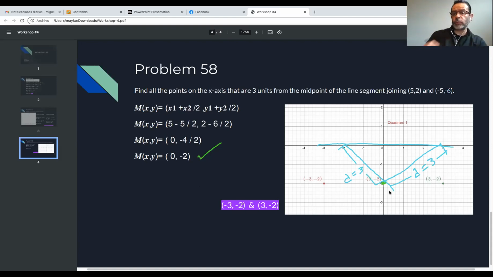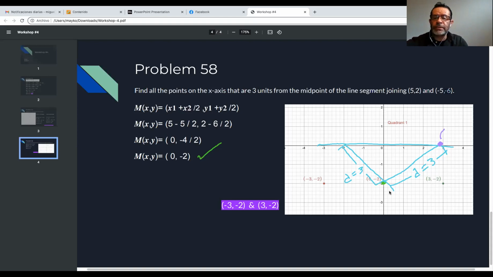Okay, so that's what we're looking for. Once we've found the midpoint, we're looking for a spot here on the x-axis. I'm just going to mark this one here.